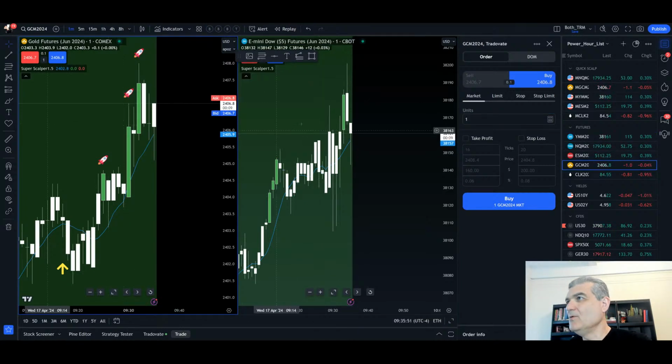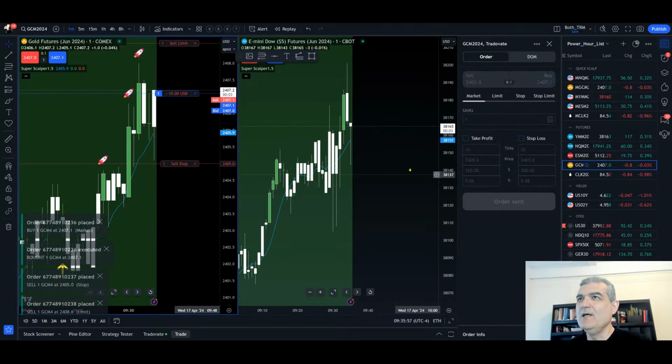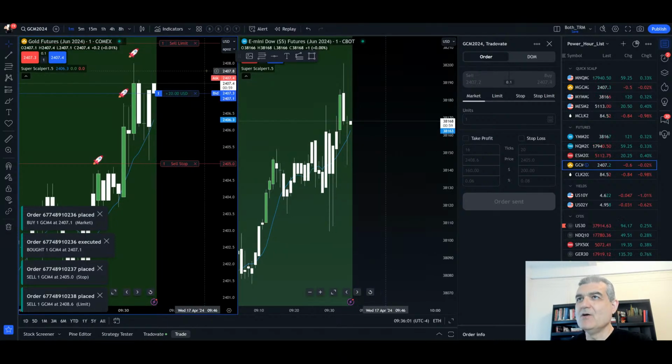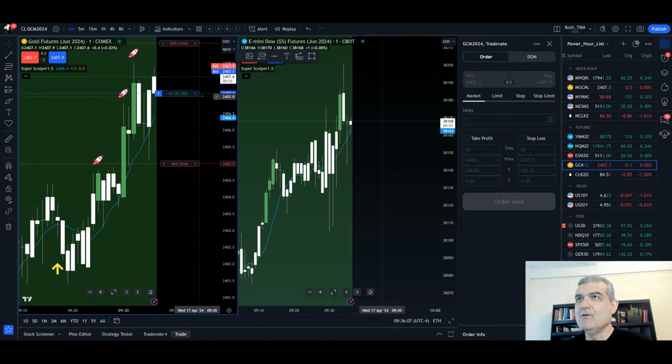I am going to buy gold. I'm just going to buy gold at this point. It touched the moving average, going back up. I'm just going to believe in the fact that it's a continuation momentum trade in gold, right?